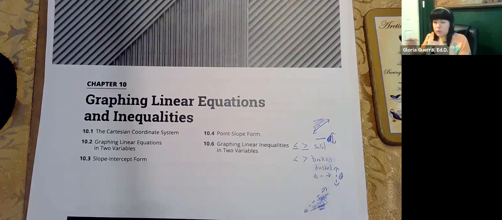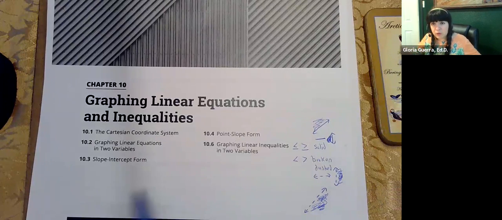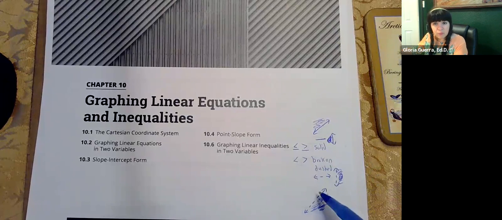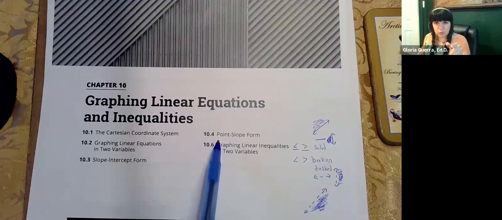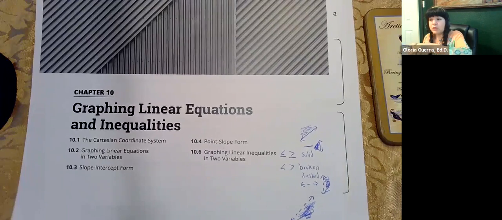And those are where your solutions are at. If you have a solid line, then these points on the line are part of the solution. But if you have a broken line, the points on the broken line are not part of the solution, just these are. Okay, so that's something to think about ahead of time for 10.6, which would be our last section. But today in this lesson recording, we're going to work on 10.4 point slope form. Okay, so go to your workbooks on page 182.